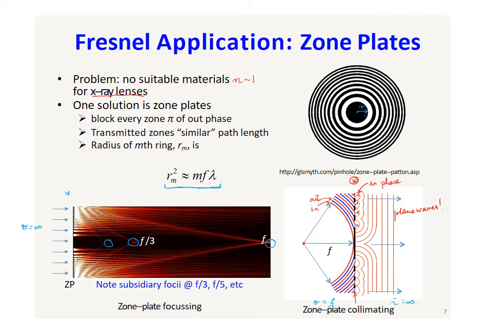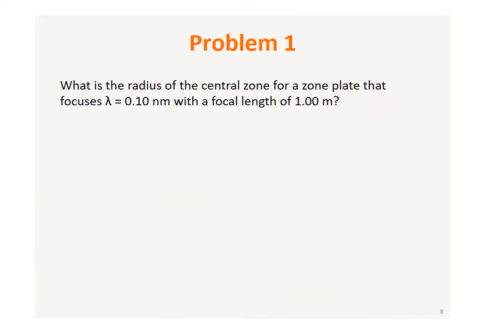And it is a simple matter to calculate the radius of each ring, starting from the center and counting out 1, 2, 3, and so forth to each boundary. And it of course depends on the focal length that you want to have and the wavelength of electromagnetic radiation. In this straightforward example, you'll work out the radius of the central zone of the zone plate. So here is the wavelength of your X-rays, and here's the focal length you need to work with.